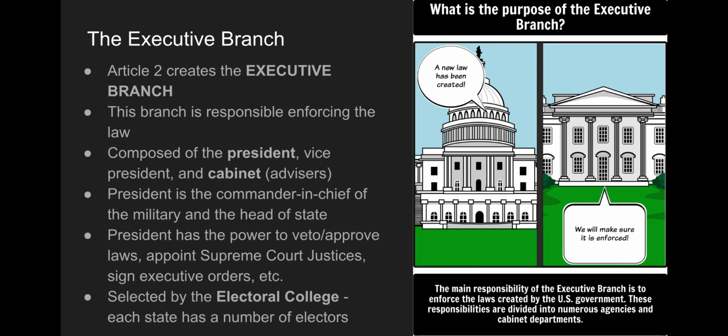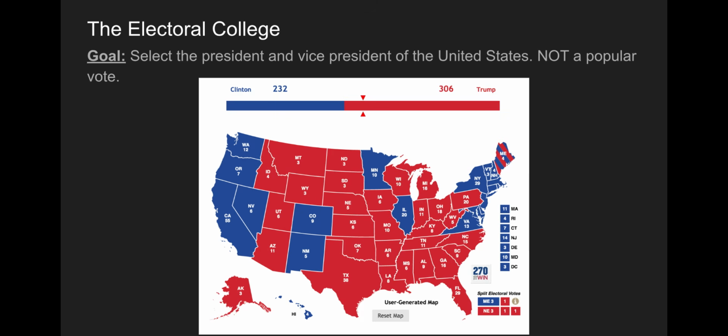Now we're going to talk about the Electoral College in a bit more detail. This is how the president and vice president of the United States are selected for office. Again, the goal is to select the president and vice president. This is not a popular vote.